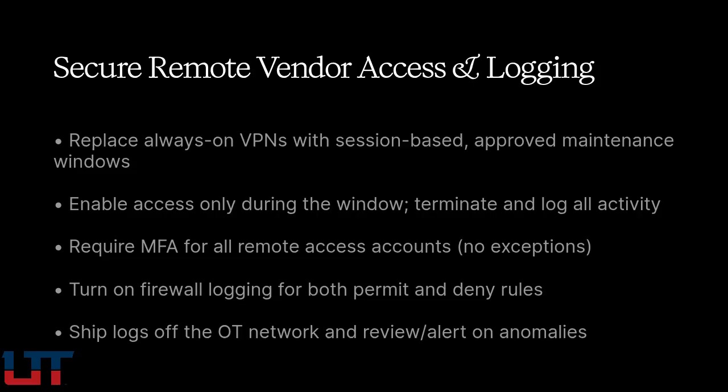Enable logging on all your firewall rules, both permit rules and deny rules. Ship logs to a central system that isn't on the OT network itself, so that logs survive even if the OT network is impacted. Establish a log review process. Someone needs to be reviewing OT firewall logs regularly and investigating anomalies. Automated alerting for specific patterns like high deny volumes and unusual outbound connections from OT devices reduce the manual review burden.